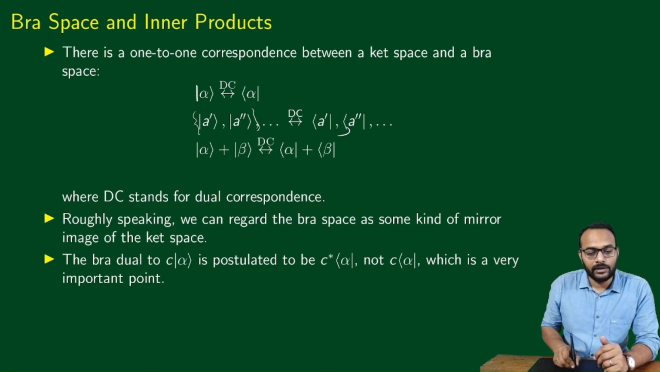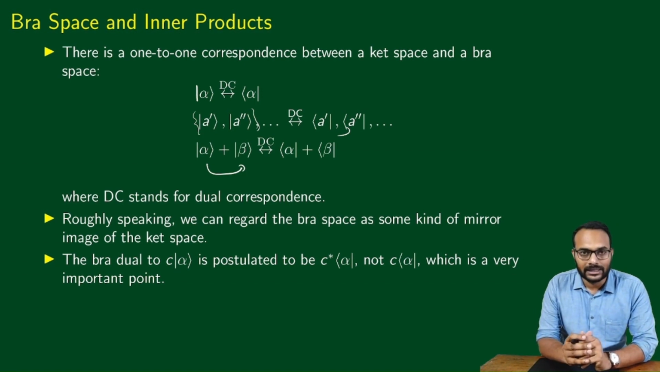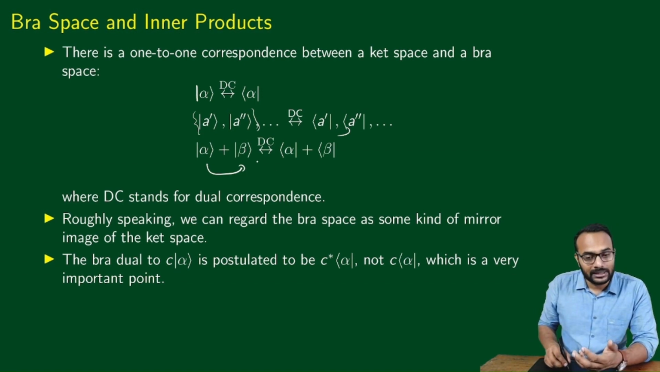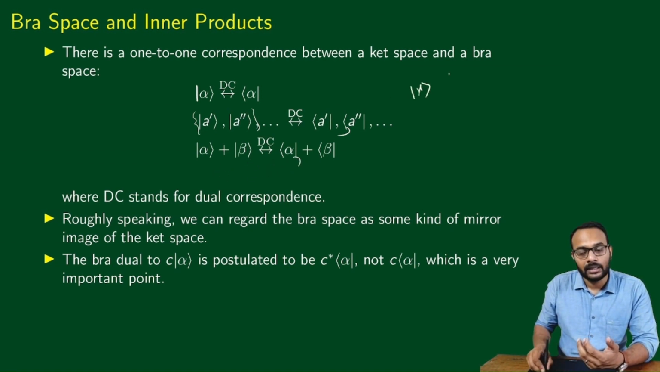Okay. Similarly, we know that if you take two kets and add them, you get another ket. We have already seen this. So corresponding to this also, there is a bra. Okay, we know that alpha plus beta is another ket. We can call it gamma. So corresponding to gamma also, there is another bra, which we can write as bra gamma.